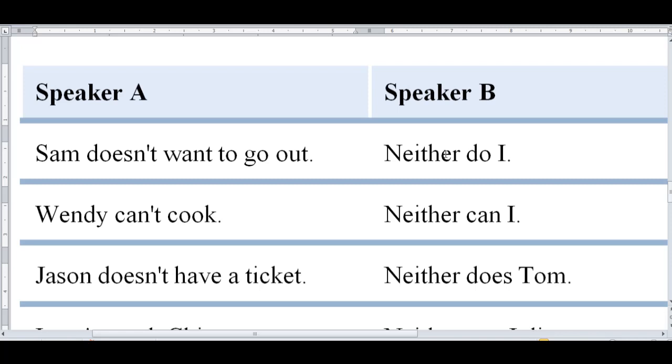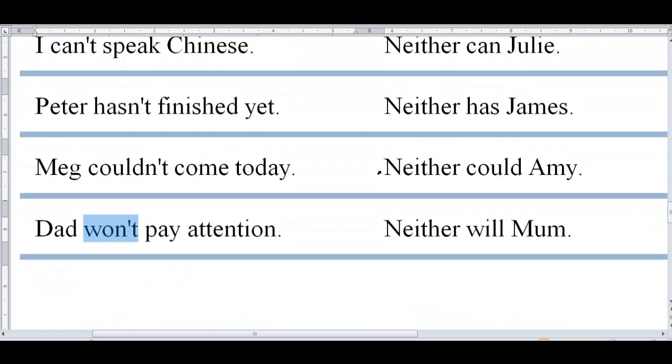So in affirmative statements, and neither in negative statements.